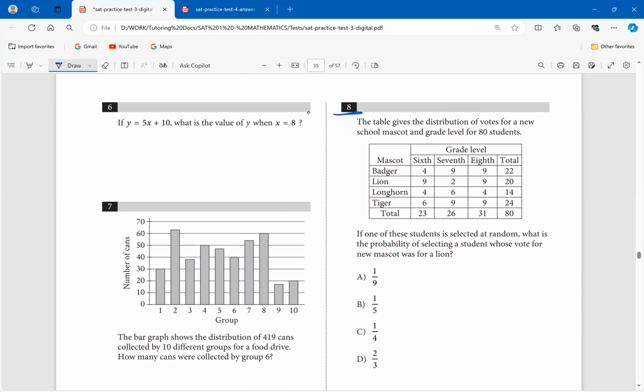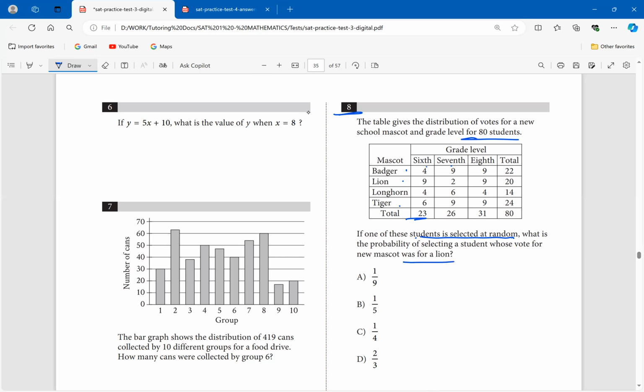Okay. The table gives the distribution of votes for a new school mascot and grade level for 80 students. The mascot is a badger, a lion, a longhorn, or a tiger, and then there is a total for the grades 6th, 7th, 8th, and a total for that as well. Okay. If one of these students is selected at random, what is the probability of selecting a student whose vote for the new mascot was for a lion?